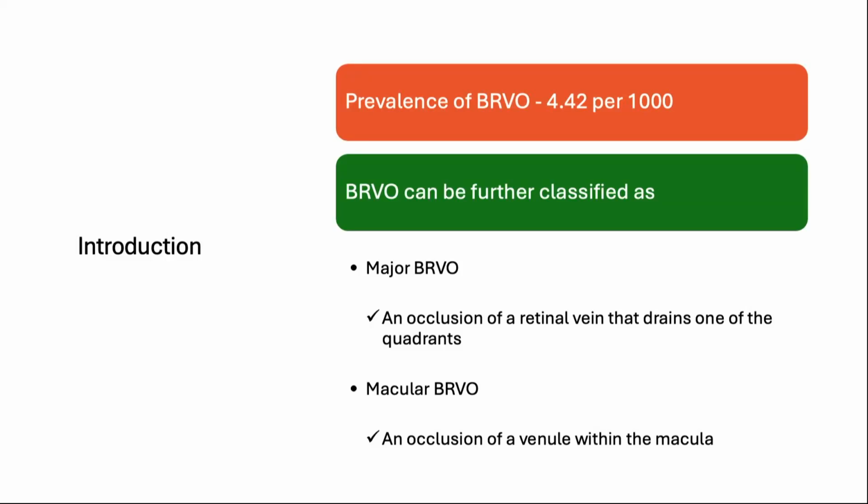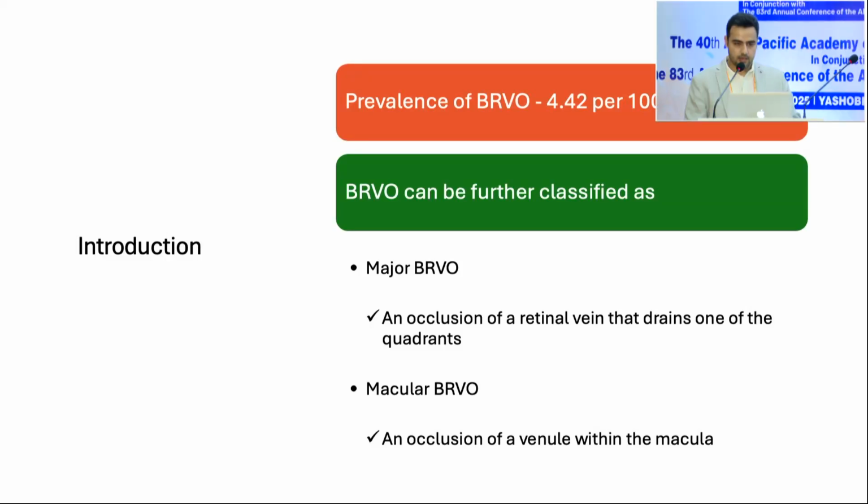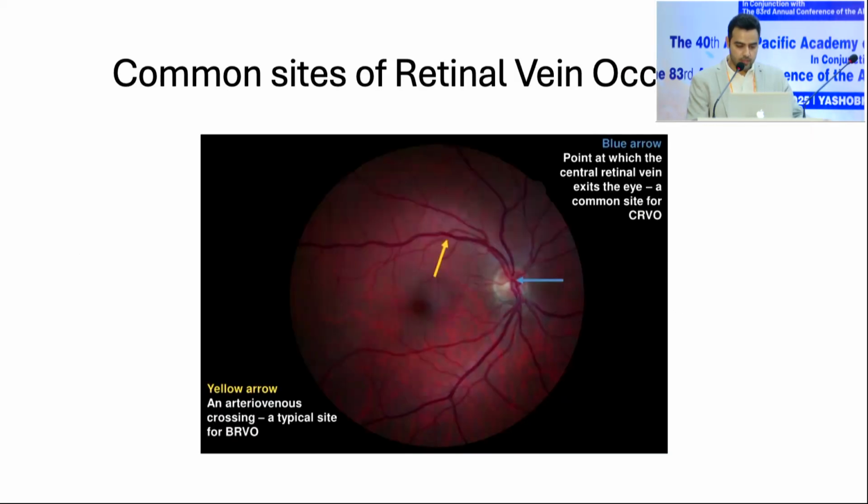So, we'll be talking about BRVO studies and protocols. Mainly, the prevalence of BRVO is around 4.42 per thousand, and BRVO can be further classified as a major BRVO, which is an occlusion of a retinal vein that drains directly to one of the quadrants, or a macular BRVO, which is an occlusion of a venule within the macula.